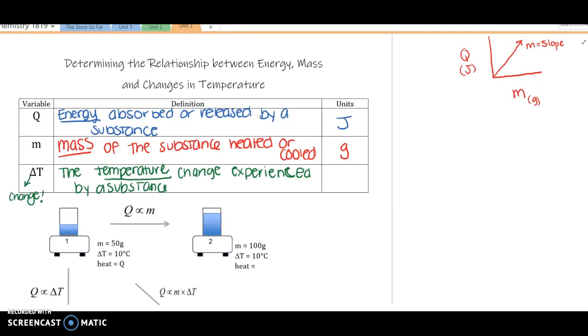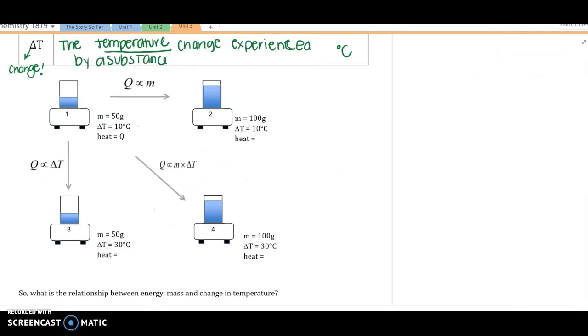Delta T represents the temperature change experienced by a substance. We need to remember that in passing we've discussed that a delta or a triangle represents change. Temperature, a big T, is going to have the units of degrees Celsius. So we're going to take ourselves through a quick thought experiment.